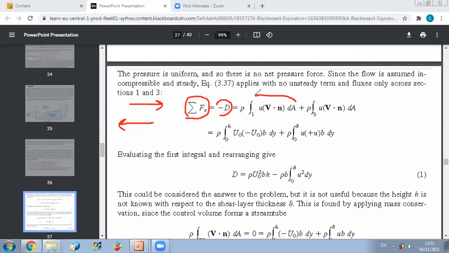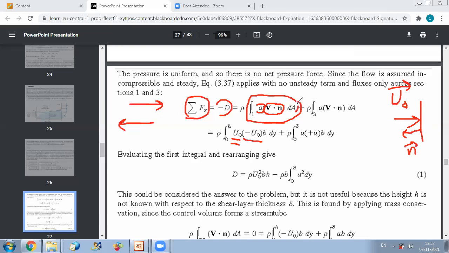So over the inlet, I can write that the flux is rho integral over section 1 of u v dot n dA. And we know that for an inlet, v dot n is negative. Now, since for the inlet u is constant, I can just replace u by u0. And v dot n, so you know this is the inlet, v is equal to u0, and n is opposite. So when you do v dot n, you will get minus u0.